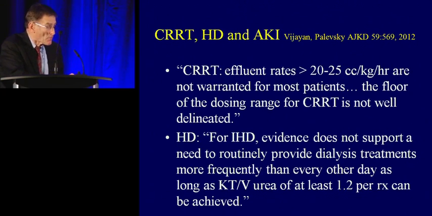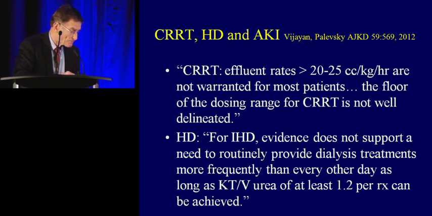They then do a follow-up paper in AJKD in 2012, and they're looking at CRRT and hemodialysis again in AKI, and they look at very high effluent rates, and they conclude that CRRT effluent rates greater than 20 to 25 are not warranted for most patients. That is, the floor of the dosing range for CRRT is not well delineated, but the argument to use a very high dose CRRT hemodiafiltration is just not warranted. And for hemodialysis, they make the same conclusion, basically.